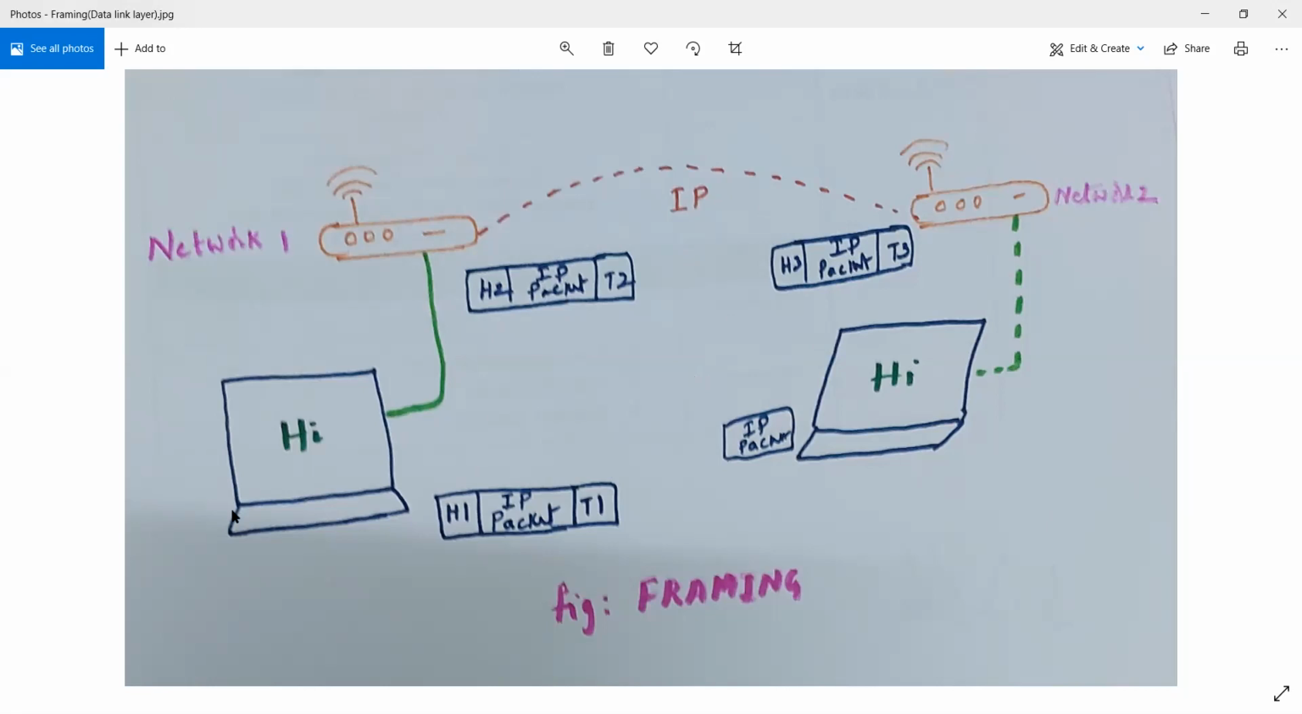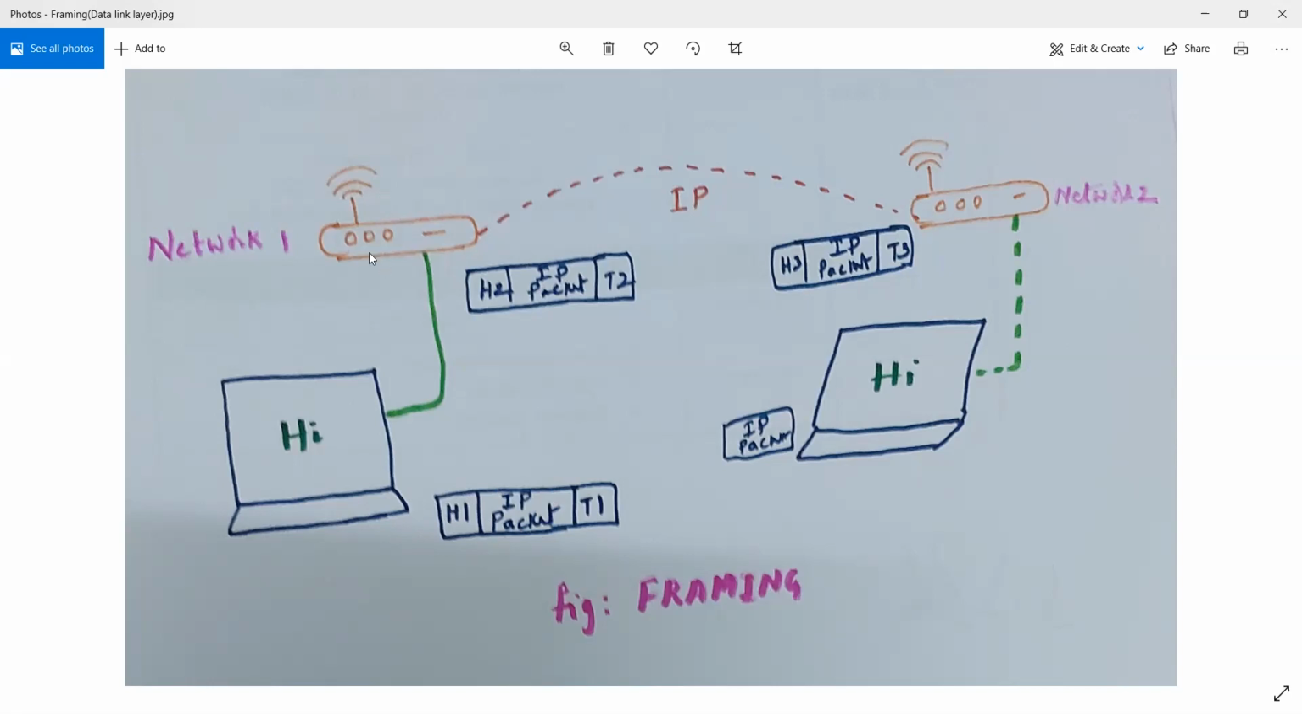Here the sender is connected to router 1 by means of an Ethernet cable. It sends a message, for example, hi. This hi message is to be viewed by the laptop. For that, we have an IP packet, and a header is attached to it. Then it becomes a frame. A header and a trailer are attached to this IP packet, so it encapsulates the IP packet with a header and a trailer in order to form a frame. This frame from the desktop computer reaches router 1.